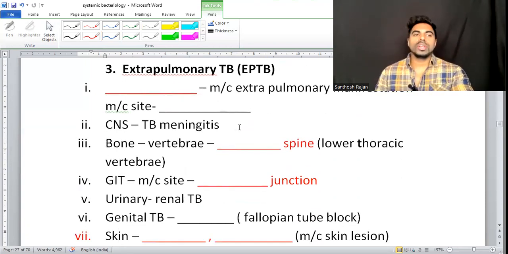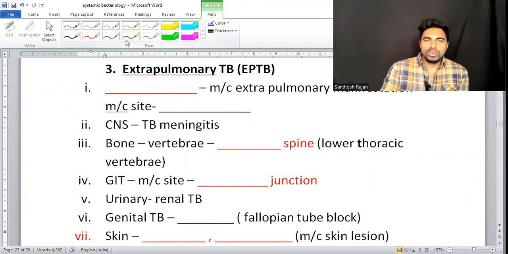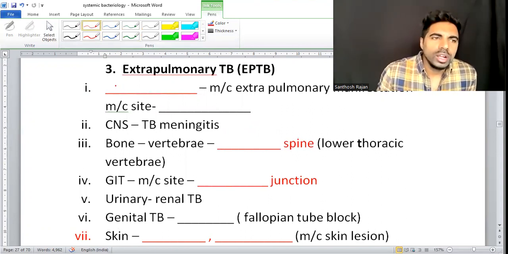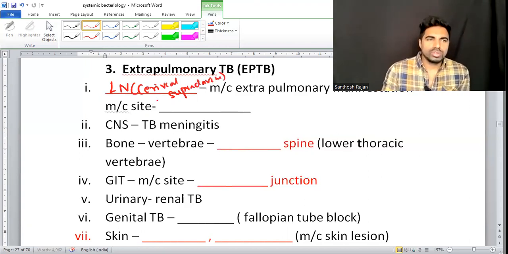Now, that is for your pulmonary. What about extrapulmonary TB? So, extrapulmonary TB, apart from your lungs, which is the most common site? This is a frequently asked question, and I'm sure all of you know this. It is your lymph nodes. Lymph node, again where? It is your cervical or supraclavicular lymph nodes that are the most common site. Okay. So lymph node is the most common extrapulmonary site.